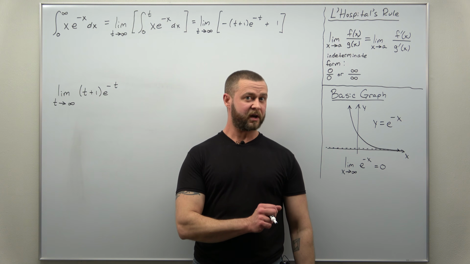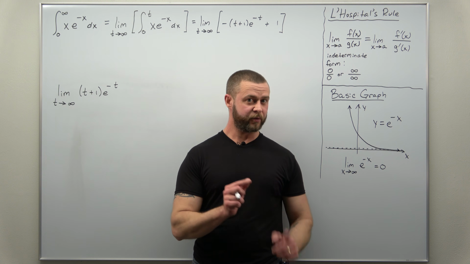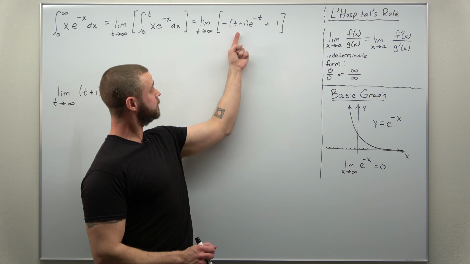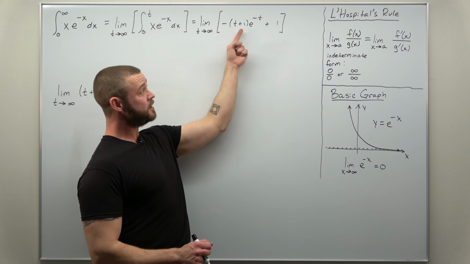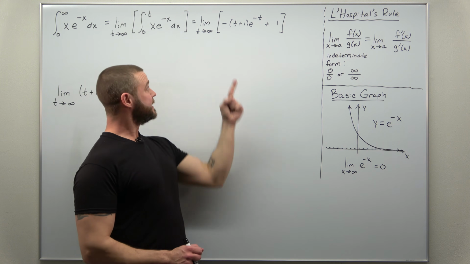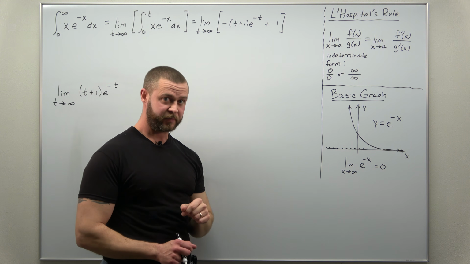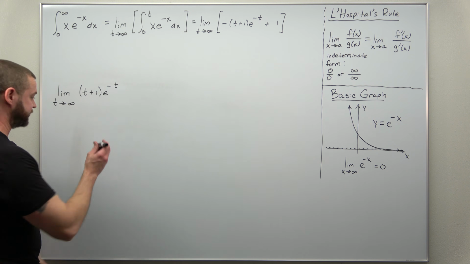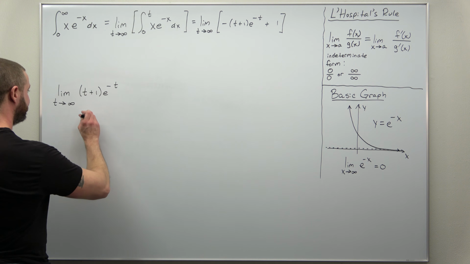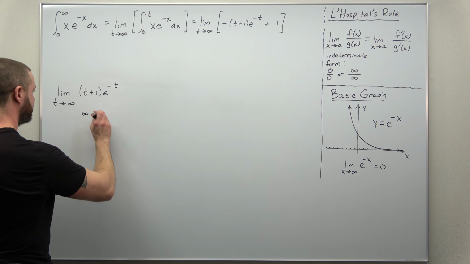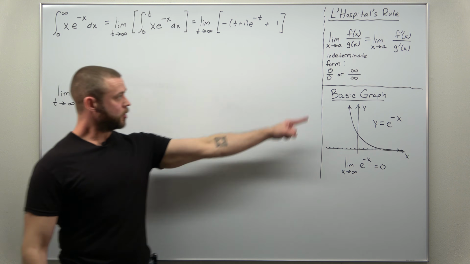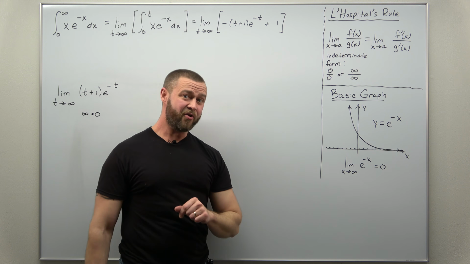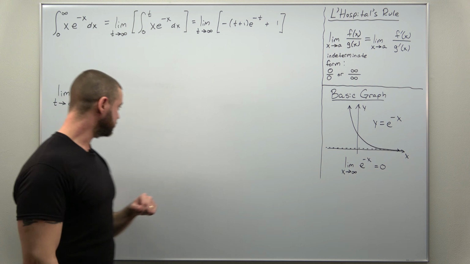Before we apply L'Hopital's rule, let's just make sure you realize what we're applying it to. We're trying to evaluate the limit of this term, the limit of t plus 1 times e to the negative t as t approaches infinity. Now, our limit here does give us an indeterminate form, as we mentioned, but it's an indeterminate form of type infinity times 0. L'Hopital's rule applies to 0 over 0 or infinity over infinity as your indeterminate forms.